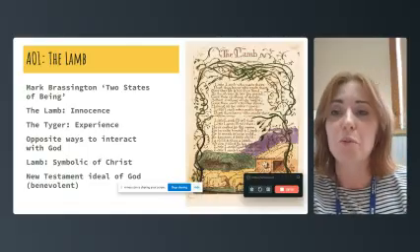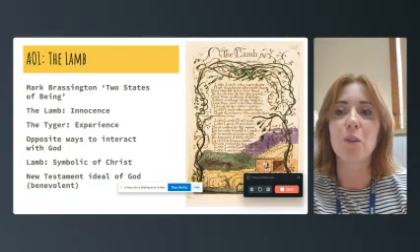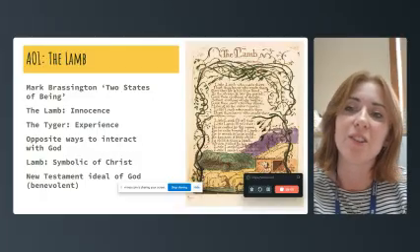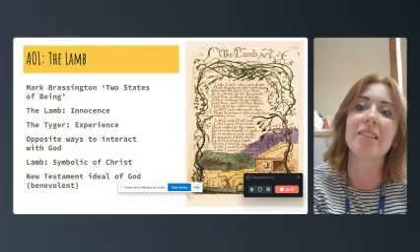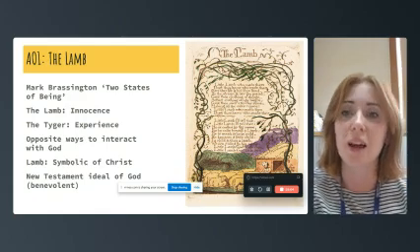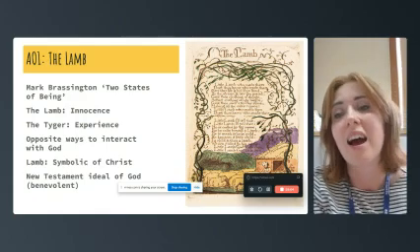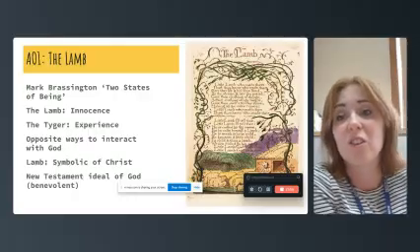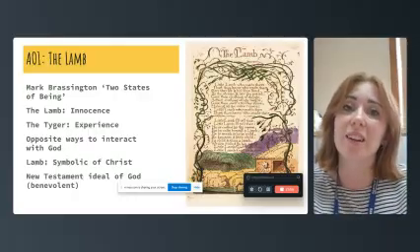So there's some reading from Mark Brassington, and he talks about there being two states of being, and that's in relation to the lamb and the tiger. So the lamb would be the song of innocence, and the tiger would be the song of experience, and it basically just shows two different ways of interacting with God.